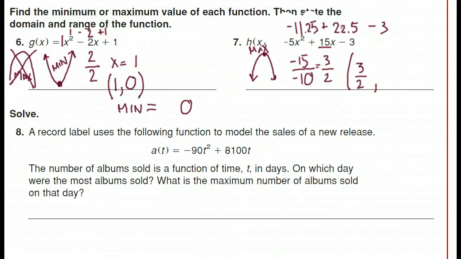So -11.25 plus 22.5 is going to be positive 11.25 minus 3. That's going to be 8.25, or 8 1/4. So the maximum here, the maximum y value you're going to get out of this function is going to be 8.25, 8 1/4.